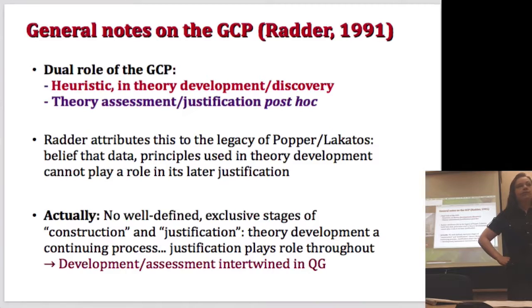But then he argues that actually this can't be true, because there are no well-defined stages that we call theory construction and then theory justification once it's been developed. Instead, he claims that theory development is a continuing process, and both of these roles are being used throughout the theory development. So I think this seems to be what's happening in quantum gravity as well.